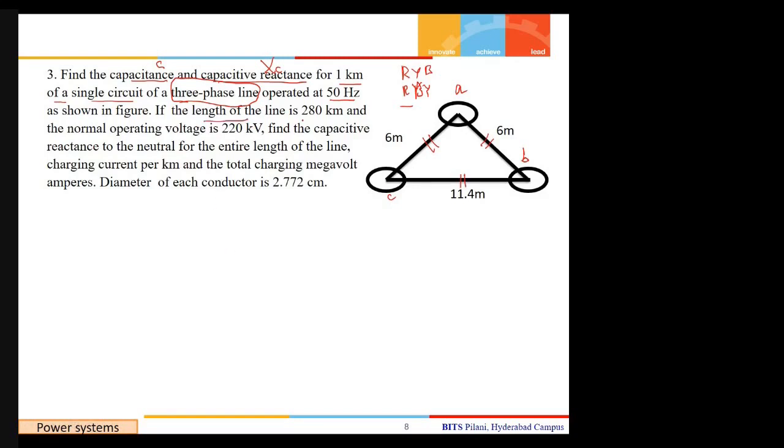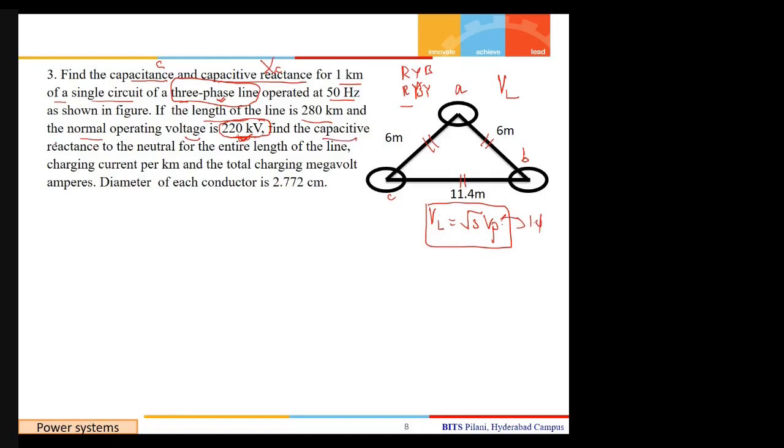If the length of the line is 280 kilometers and the normal operating voltage is 220 kV. Now here, whatever the voltage is given, 220 kV, understand this is a 3-phase line. So the voltage is basically the line voltage of the system, that is 220 kV. You know that there is a relationship between line voltage and phase voltage: the line voltage is equal to √3 times the phase voltage. So if the line voltage is given, you have to take that only, not the phase voltage. In single phase, you will be having phase voltage.